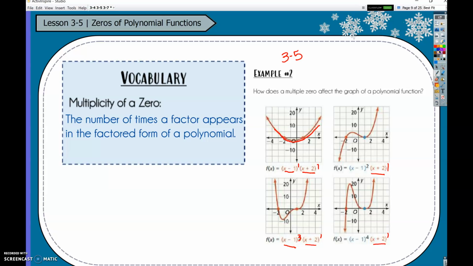Whereas the even ones, here's a squared on this factor, here's a 4 on this factor, it will bounce off or turn around. Notice how it lingers a little longer here on that turnaround because it's a higher power than 2. But that would be how your graphs behave when the multiplicity of the 0 is even or odd.